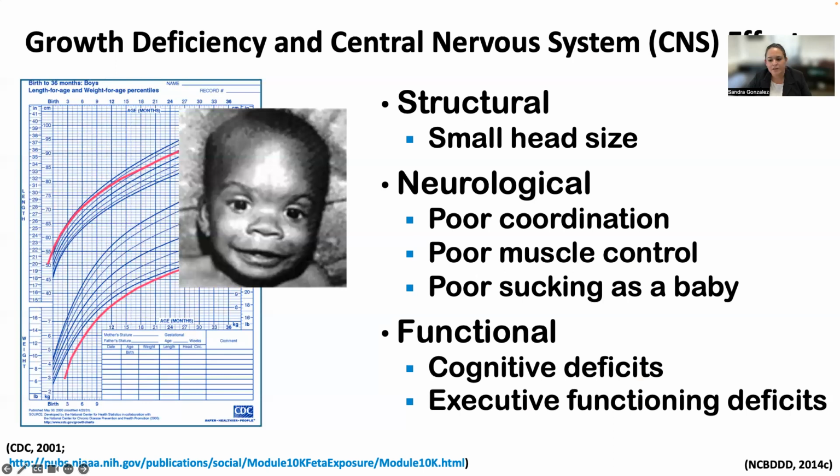Next, neurologic. Nervous system problems that cannot be linked to another cause. Some examples include poor coordination, poor muscle control, problems with sucking as a baby. And lastly, functional. The ability to function is well below what is expected for the person's age, schooling, or circumstance.